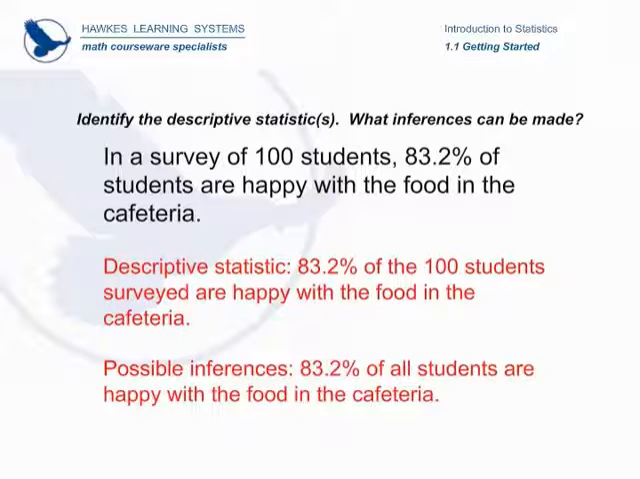83.2% of all students are happy with the food in the cafeteria. We took a survey with a sample of 100 students, and based on our findings from that sample, we inferred a characteristic about the entire population. In other words, we inferred a characteristic about all students based on information from the sample of 100 students.